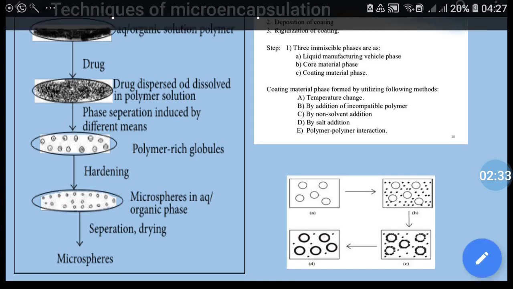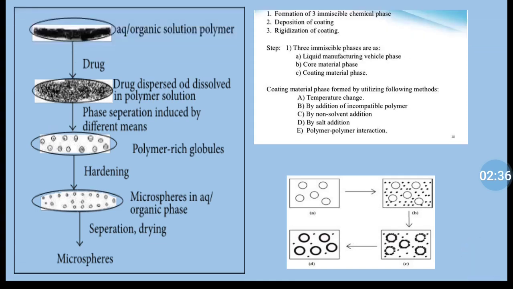As we cause phase separation, the two-phase system transforms into a three-phase system, where the first phase is the aqueous or organic solvent. Second phase is the polymer which has come out from the solution, and the third phase is the drug or the core material which is to be coated. Then after deposition of the polymer occurs, as I have explained in the steps, the rigidization of microcapsules is done.